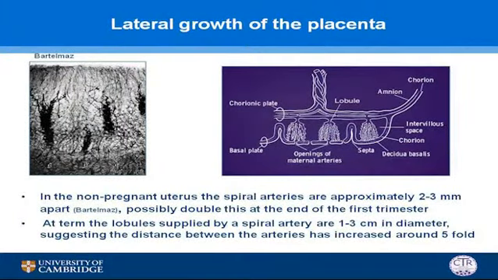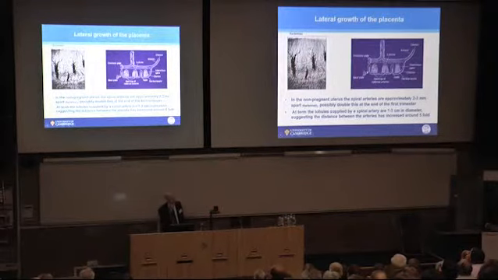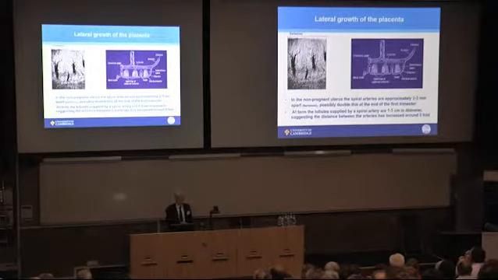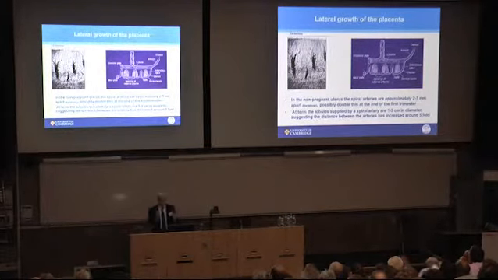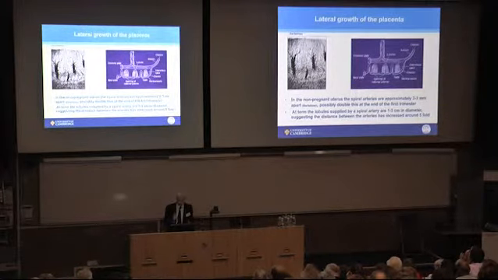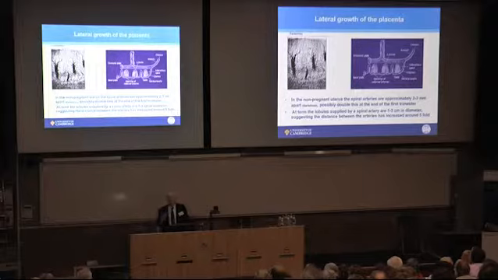Each spiral artery opens into a lobule, or rather a lobule is formed over the opening of a spiral artery. And these lobules in the mature placenta are about 1 to 2 centimeters in diameter. So if you go on that argument, you're saying that the spiral arteries have moved from something like 2 to 3 millimeters apart in the non-pregnant state to something like 1.5 centimeters at term. And again, that's about a 5-fold increase in expansion.